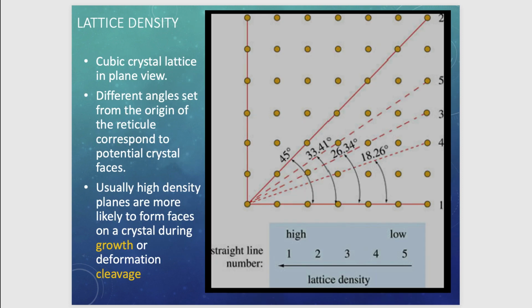So lattice has different properties, but one key property is the lattice density. This has important outcomes. Usually the faces of a crystal tend to be the ones that have the denser number of atoms, so the ones that have a higher level of lattice density, and this is a function of the angle that you consider while intersecting atoms within the unit cell. So you have an example here with 45, 33.41, and these are the angles. And so at different angles, you can count the number of atoms that you encounter.